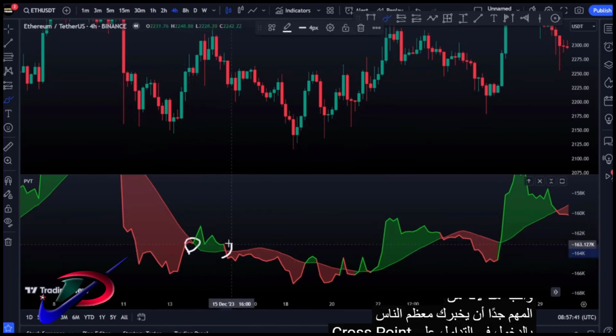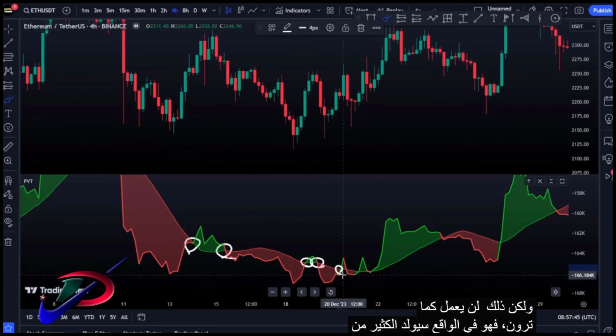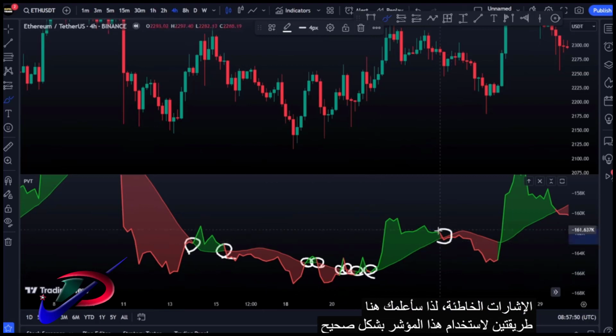Most people will tell you to enter the trade on the cross points, but it is not going to work. As you can see, it actually will generate a lot of false signals. So here I will teach you two ways to properly use this indicator.